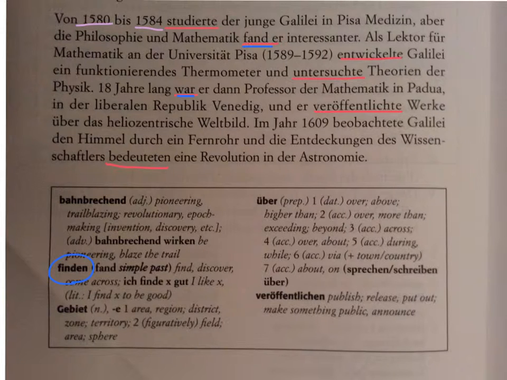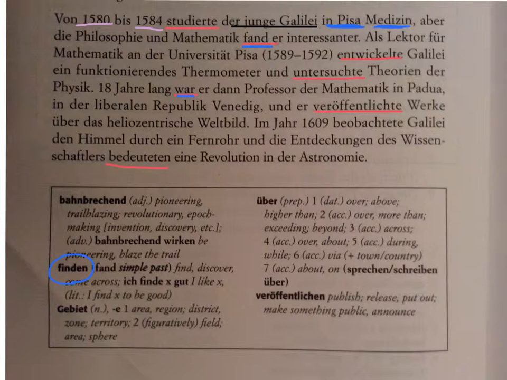Now we have our verb in second position, studierte, but we need a subject to go along with it. It would very much make sense for that to be der Junge, the young Galileo. So the last two items there are, going to get that going with a bluer color, in Pisa and Medizin. He studied both in Pisa and he studied medicine.